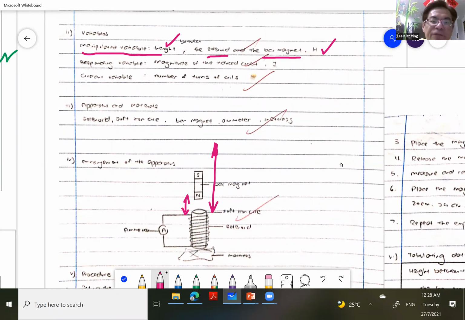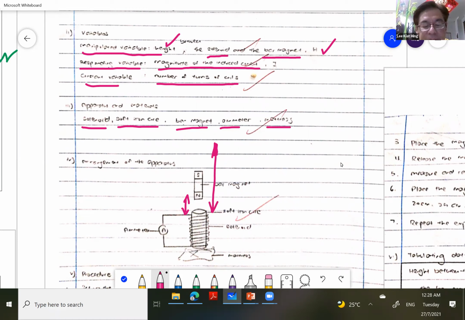Responding variable will be the magnitude of the induced current. And the constant variable becomes number of turns. Clear? So apparatus very simple: solenoid, we have soft iron core, we have bar magnet, we have ammeter, we have ruler, to measure the height.